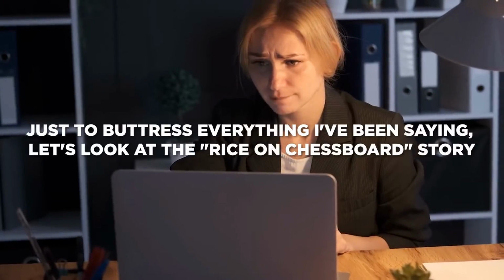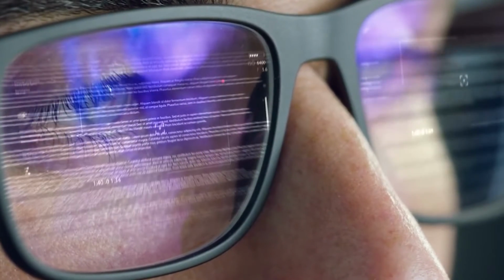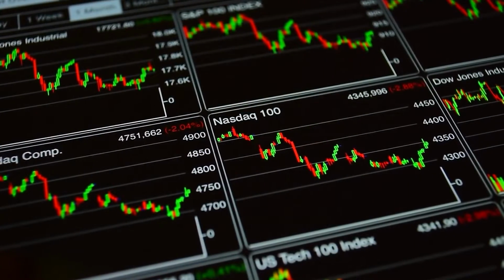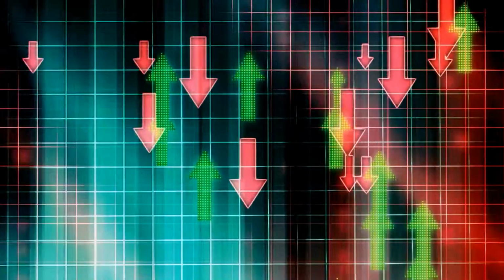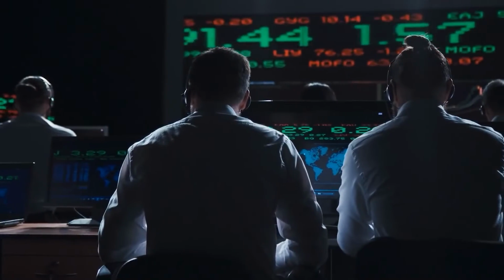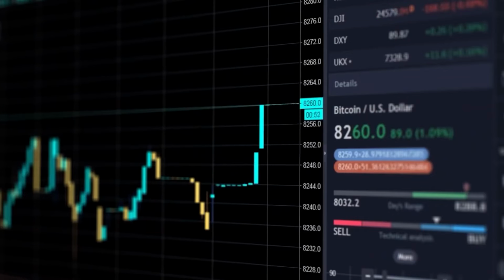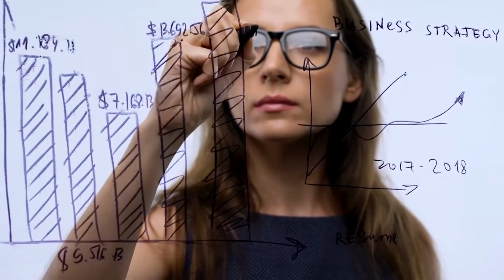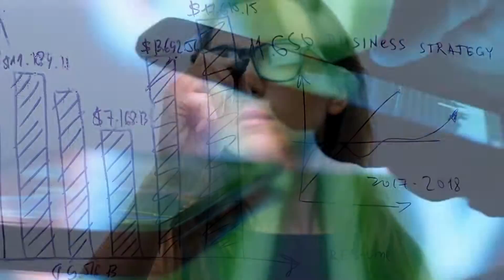Just to buttress everything I've been saying, let's look at the rice on chessboard story. There was a particular Indian king who was very good at chess and had the habit of challenging wise visitors to the game. He challenged a sage who was also good at the game, and the sage gave in to his request with the promise from the king that he would fulfill any request he makes. To cut it short, the sage won the game, and he requested that the king fill the first chess square with a grain of rice and double it on the second square, double on the third square, and so on.